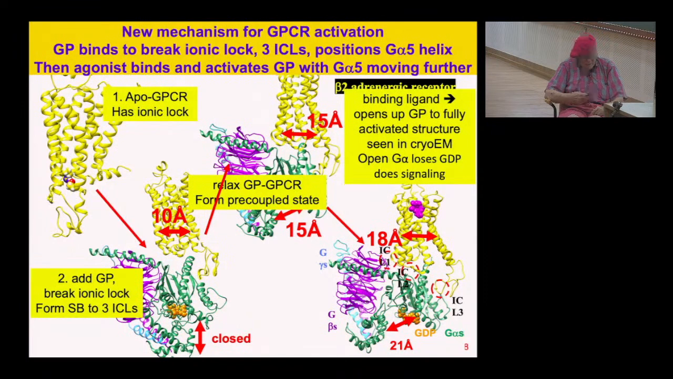Only when the ligand comes in does that open up. So where the ligand binds is very important, because that determines whether it's going to be a full agonist, a partial agonist, or an inverse agonist. And that opens up to the final structure. These are all in a membrane.